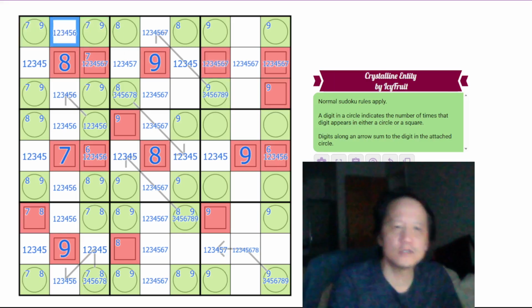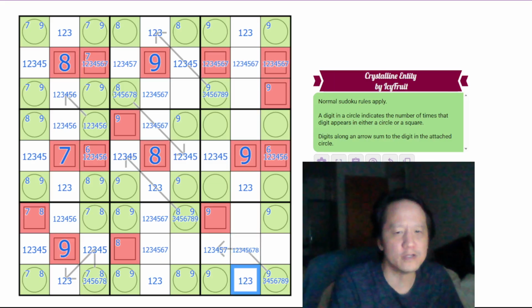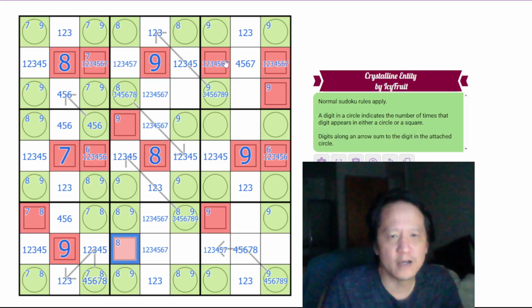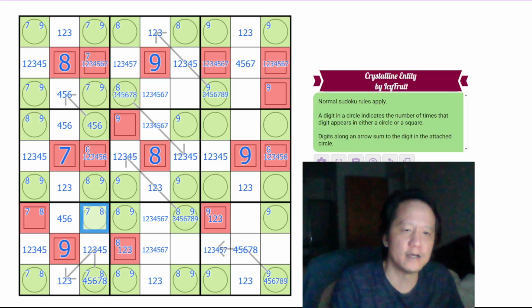So then, if it's 1, 2, 3, we have 1, 2, 3, 1, 2, 3, 1, 2, 3. These must be 1, 2, 3, because 1, 2, and 3 are not within circles. This can't be 1, 2, 3. These can't be 1, 2, or 3. So this is 4, 5, 6. That's fine. We're missing 1 digit here and 1 digit here, so the rest of the squares have to be 1, 2, and 3 to add up.